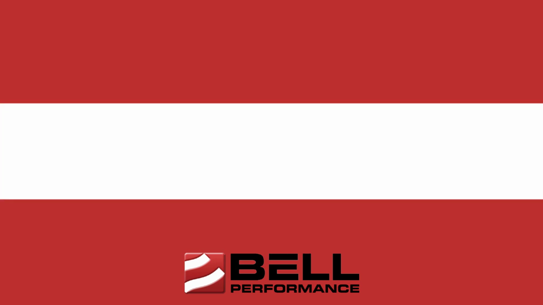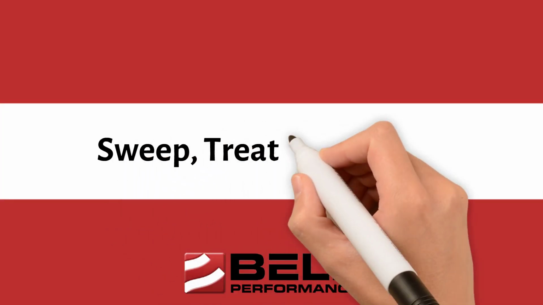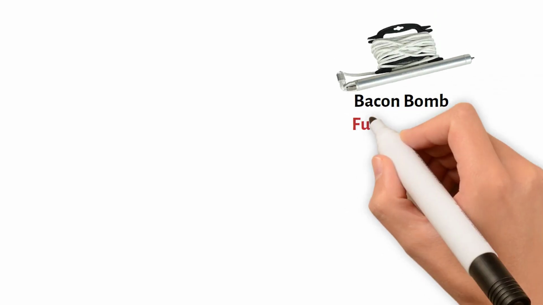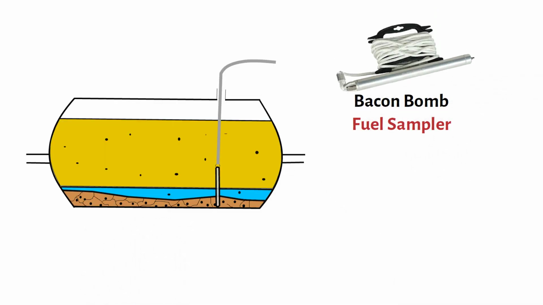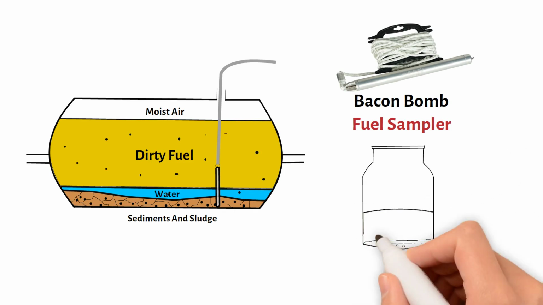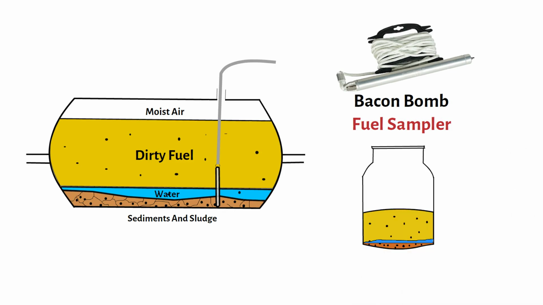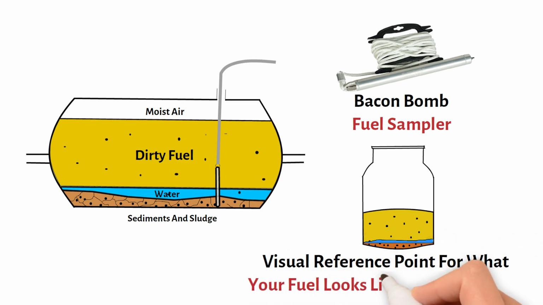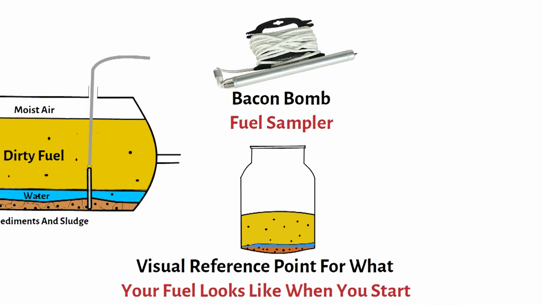Here's why we call it the sweep, treat, and circulate process. You start with using a bacon bomb fuel sampler to take fuel samples to verify both the presence of water and sediment in the bottom of the tank, as well as having a visual reference point for what your fuel looks like when you start. Then you execute the three prongs of the process.